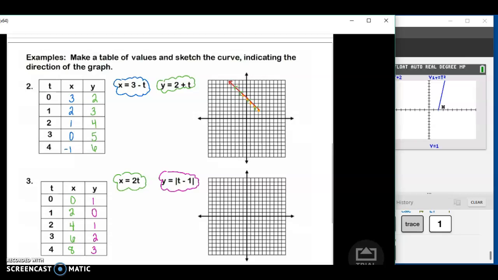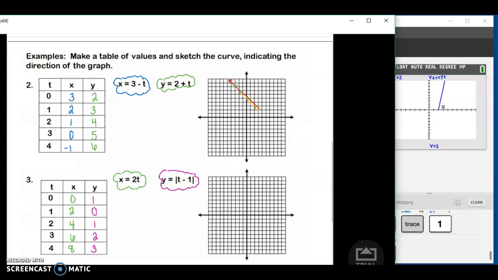Okay, so if we plot those points, we have over 0 up 1, over 2 up 0, over 4, 1, 6, 2, and 8, 3. So this is making a V shape here. But it would keep going that way, so we could put the direction is going to go down, and then it will go up like this.